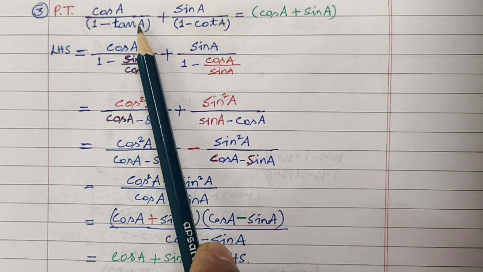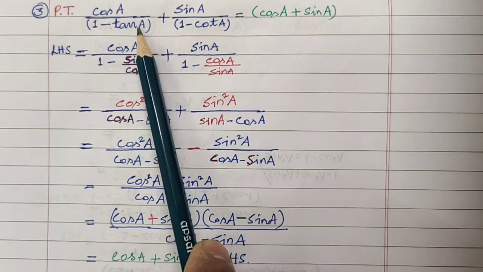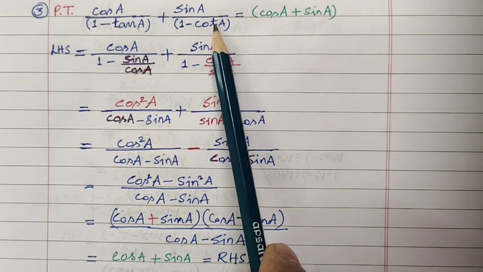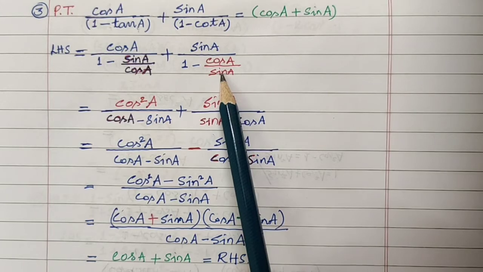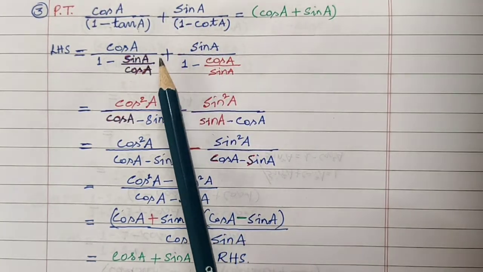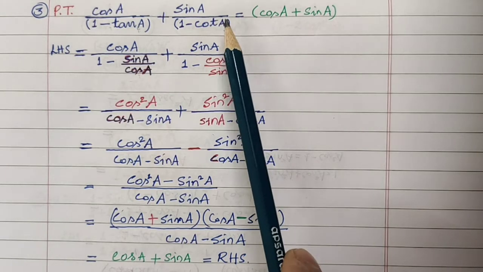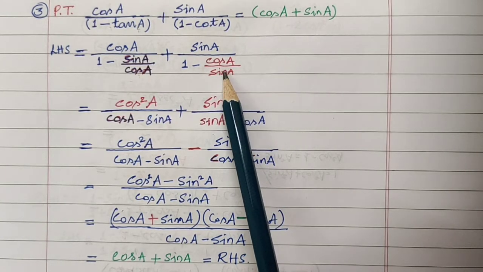We have here in the denominator tan A, change that into sin A divided by cos A. We have done it here. And cot A is there, change that into cos A divided by sin A. So from this step to this step we have changed only the tan A to sin A divided by cos A, and cot A to cos A divided by sin A.